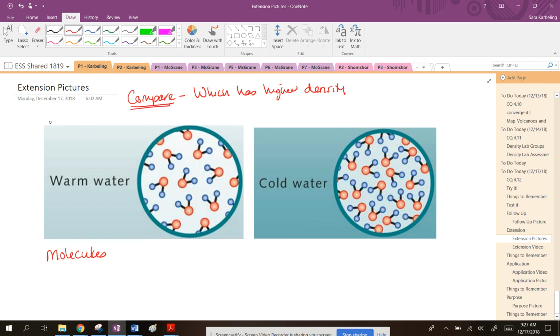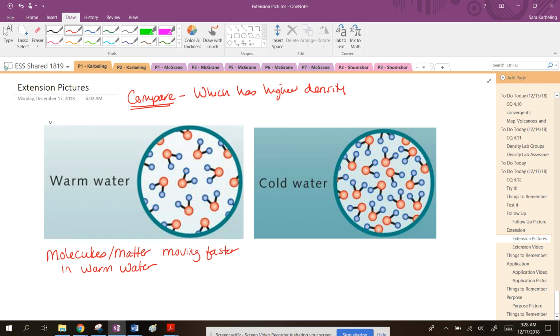so again, this is in the compare, the extension compare. Which has a higher density, warm or cold? Jacob said that the molecules, or I'm just going to say the matter, is moving. What did you say? Faster. It's moving faster in the warm water. And then what was the next part of what you said? Look at the cold water. Either one. Just keep talking.